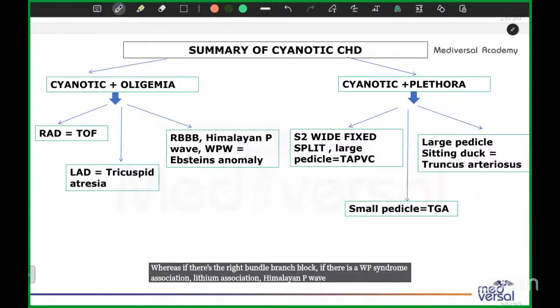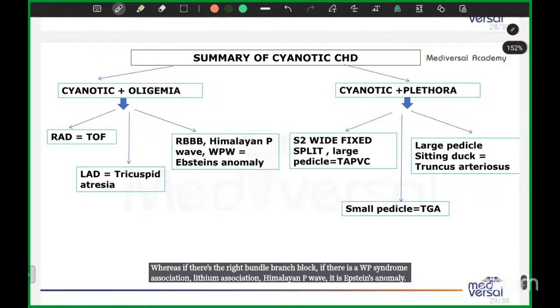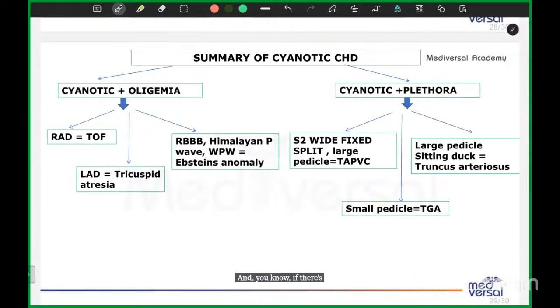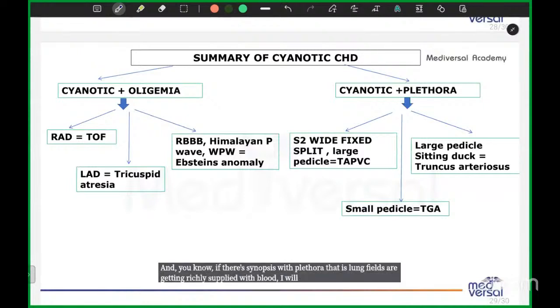Whereas if there's a right bundle branch block, if there's a WPW syndrome association, lithium association, Himalayan P wave, it is Ebstein's anomaly. And if there's cyanosis with plethora, that is lung fields are getting richly supplied with blood, I will have to see how is the pedicle. If the pedicle is small, and there is a complete switching between the two ends. On echo, I find a complete switch, the right ventricle giving rise to the aorta and the left one giving rise to the pulmonary trunk.